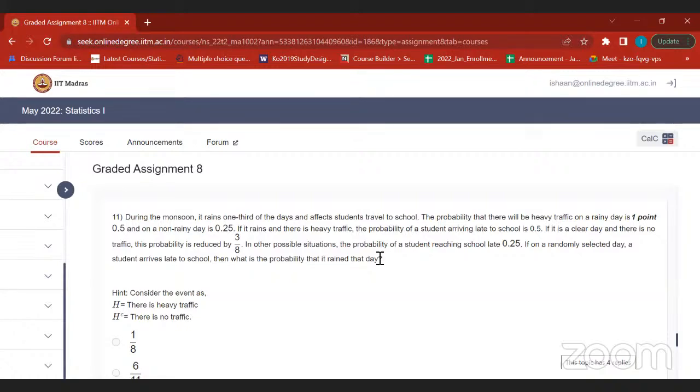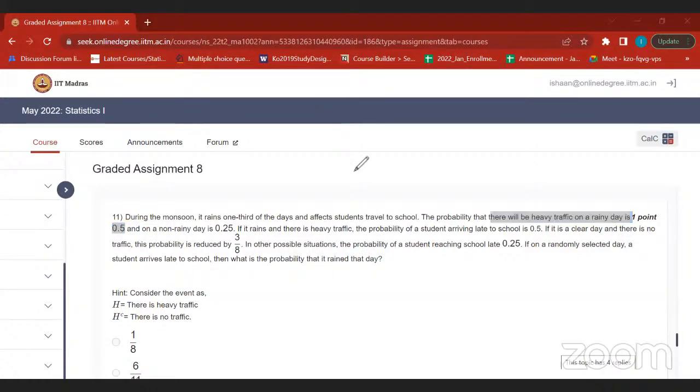Okay. What I noticed is, again, you are misinterpreting it. See, you interpret it right? First, it rains 1/3, so the probability of raining is 1/3, and not raining is 2/3, right? Yes, sir. Next, the probability that there will be heavy traffic on a rainy day is 0.5. Yes, sir. So how will you write it? That there will be heavy traffic on a rainy day.